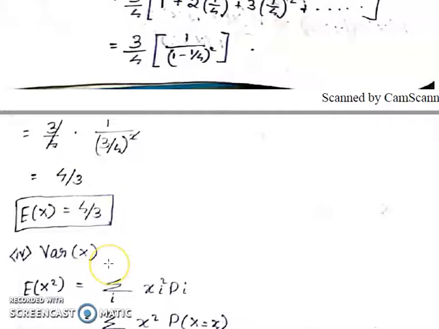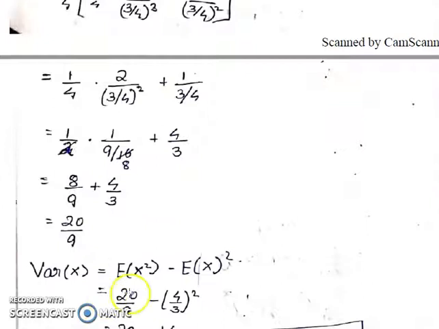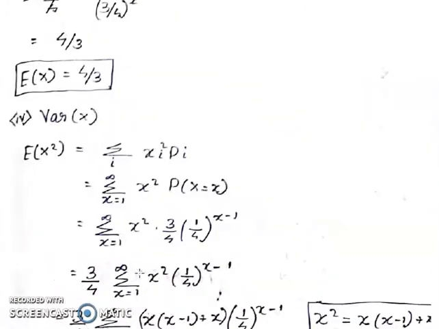To find the variance of x, what is the formula? The formula for variance of x is E(x²) minus (E(x))². We know E(x) and we want to find E(x²). The formula for this is the sum of xi² · pi.